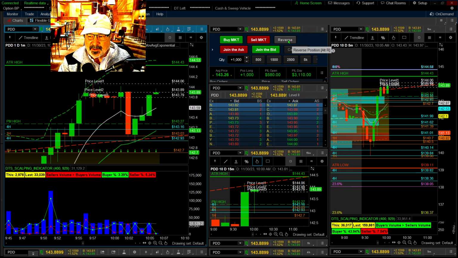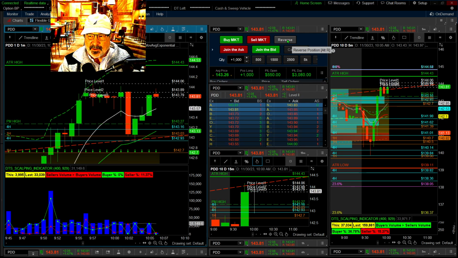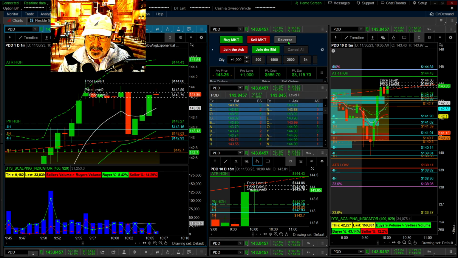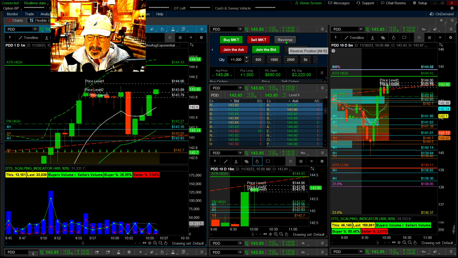Okay, well, it's doing good. It broke through that first line. Oh, don't suck me in. Oh, I want to reverse so bad. Don't do it. Is it going to bounce off? Let's see if it bounces. I'm waiting for it to get up near 144. That's where I would be more inclined to reverse.